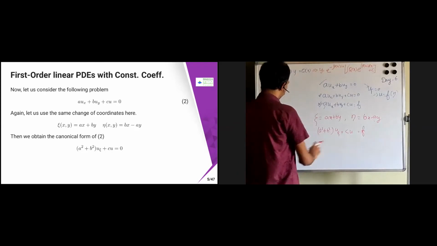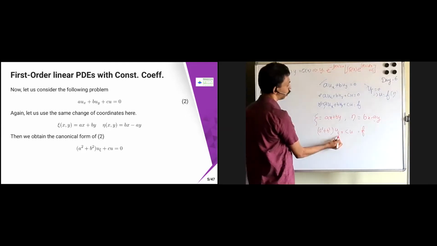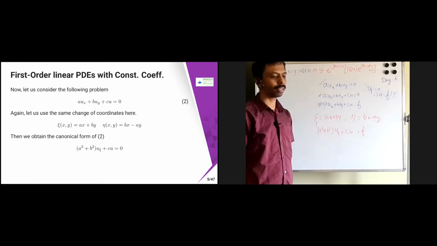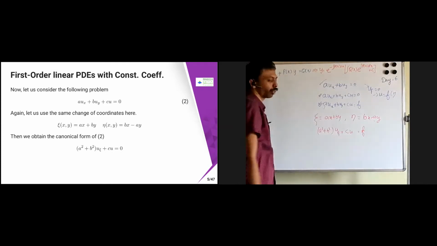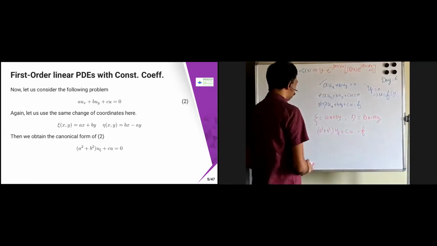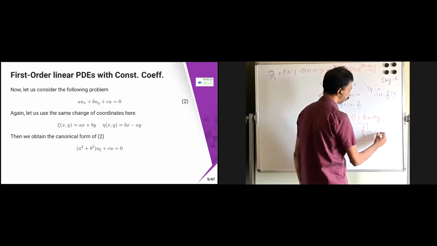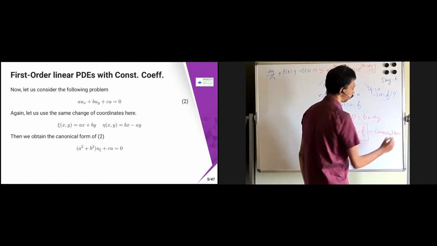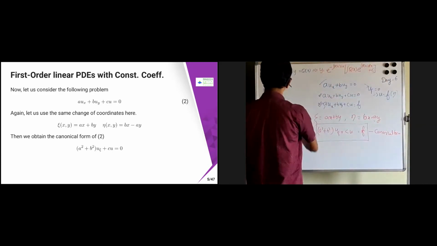Now you can see that chi is my variable instead of x here. Instead of x here I have chi, u is a function of chi comma eta, and f will also be a function of chi comma eta. So this is going to be something like dy by dx plus p(x) into y equal to q(x). This form, whatever I have here, is called the canonical form. Is it the same as this one? Almost the same as this one.